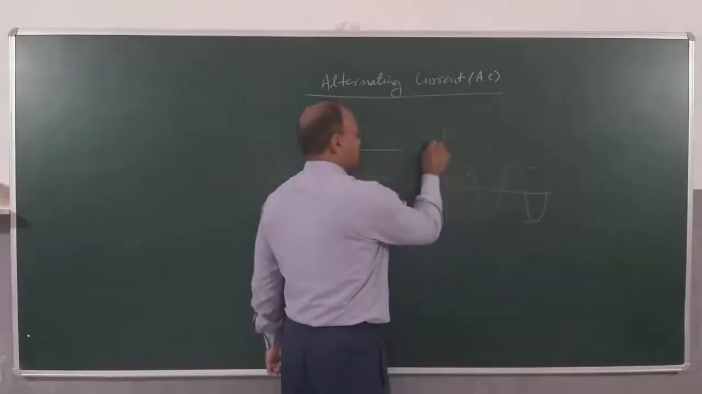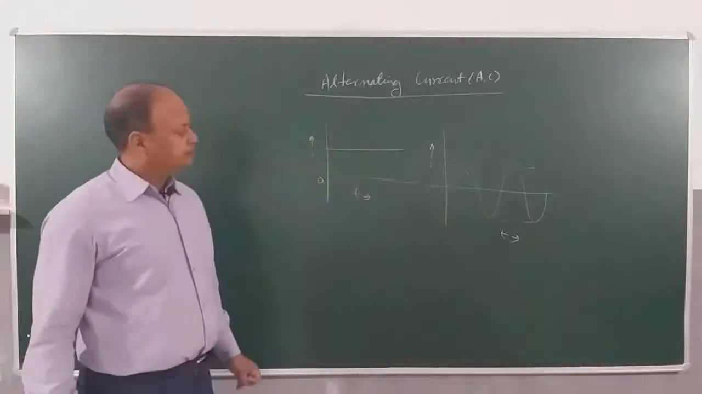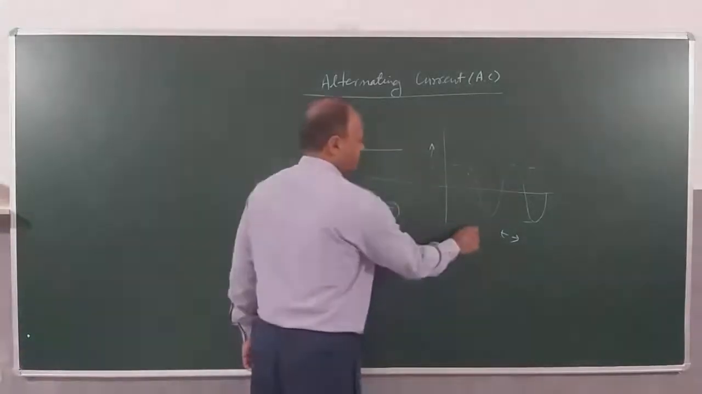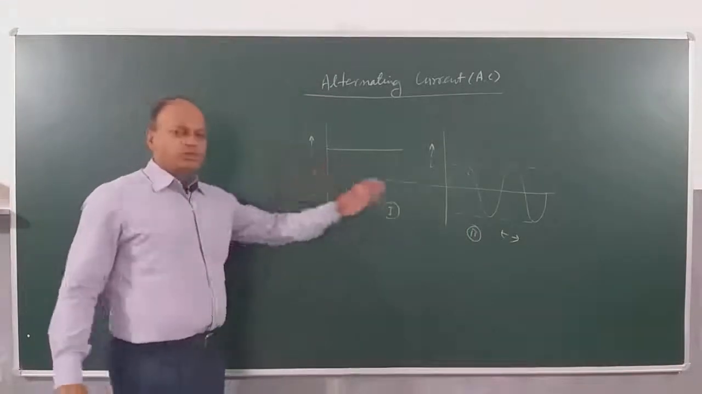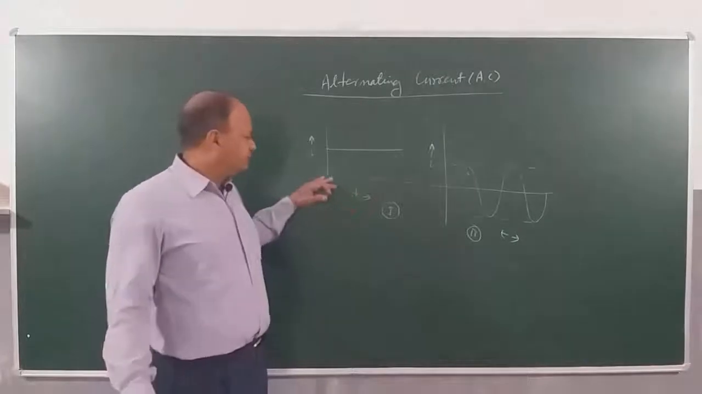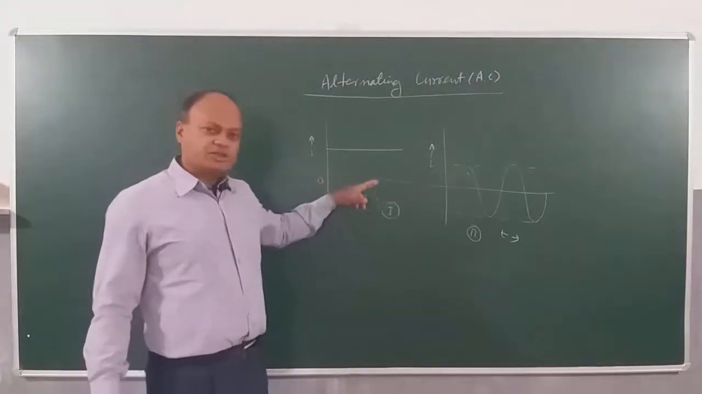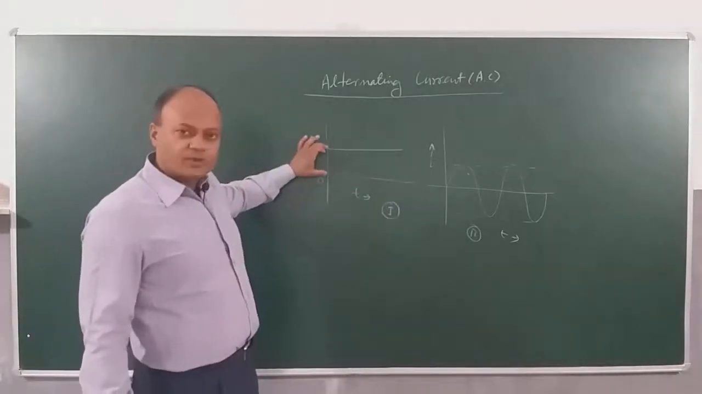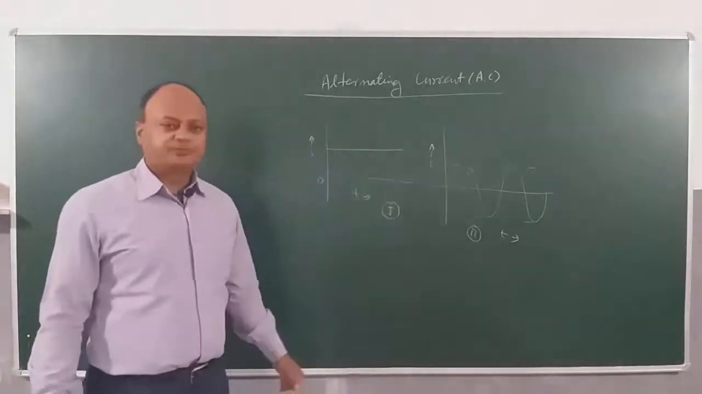This is current, this is time, right? This is case 1, this is case 2. When you look at these two cases, then you find that the first current from t is equal to 0 onwards, you can see the time is increasing, but the value of the current remains same. The current is not changing. It has a constant value.